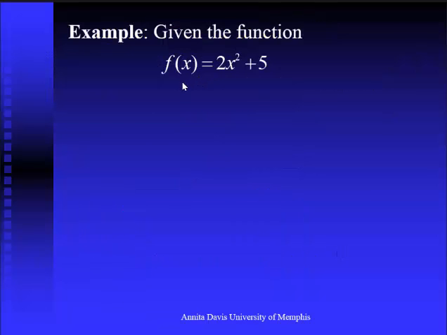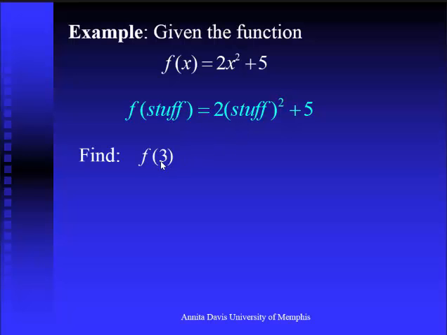Suppose we define a function f of x to be 2x squared plus 5. The rule means for each x in the domain, we square it, multiply that result by 2, and add 5 to it. For example, this means that for any element in the domain, you take this element, square it, and then multiply that by 2 and add 5 to that result.